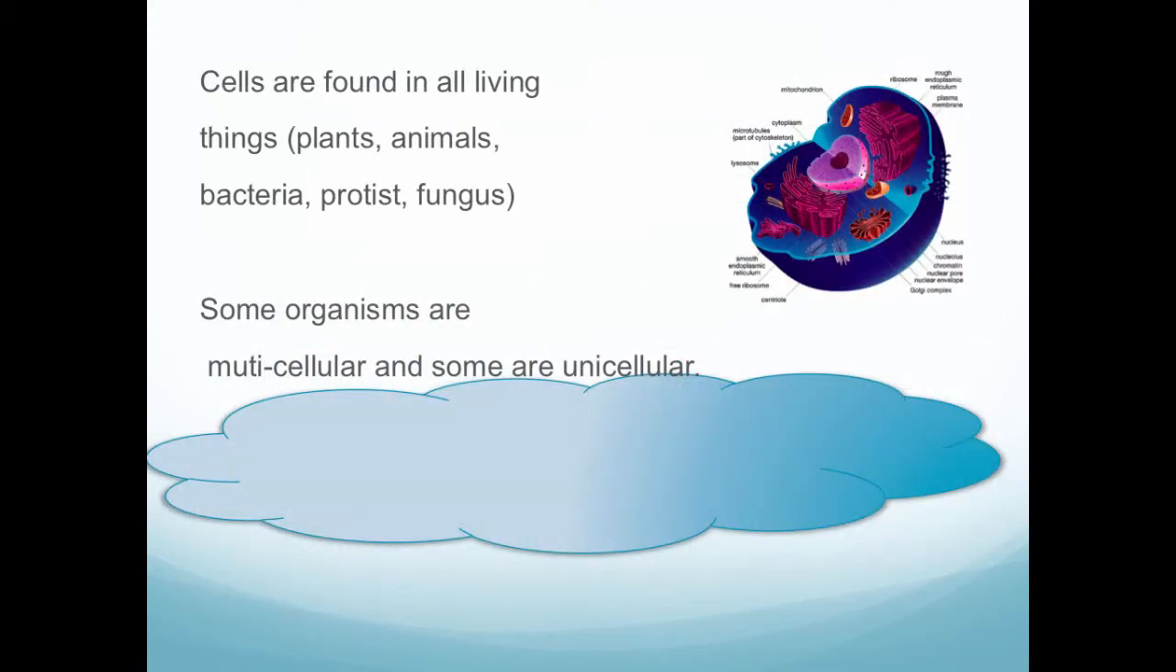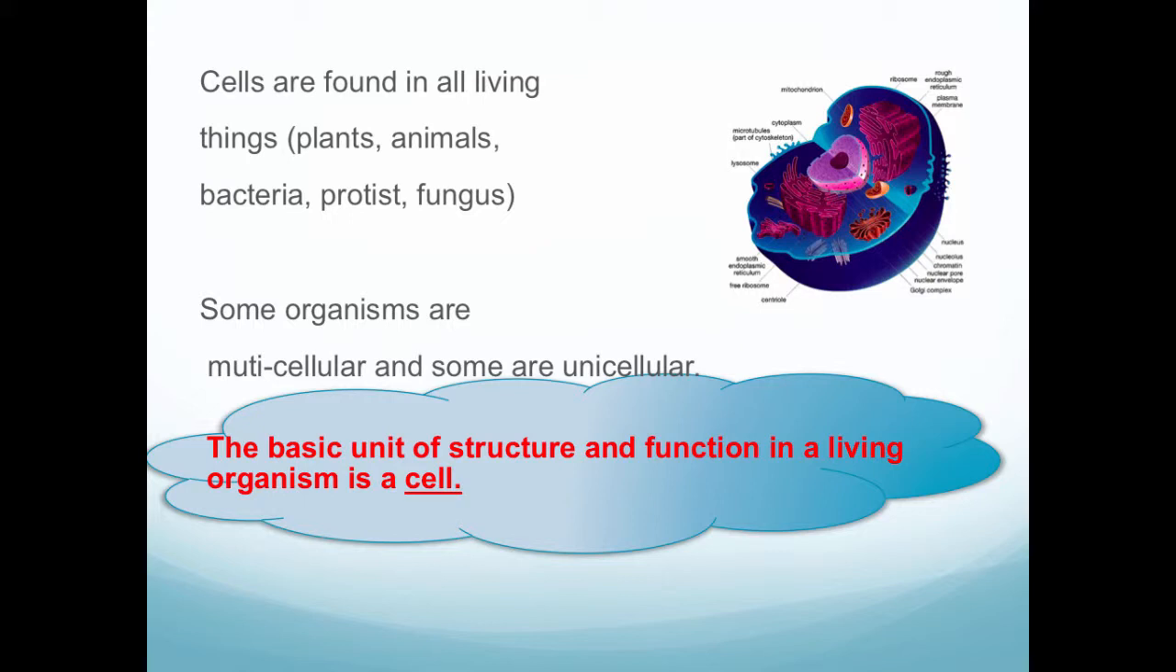So let's review over cells. We know that cells are found in all living things, whether you are a plant, an animal, bacteria, protists, fungi, any kingdom. All living things are composed of cells. Some organisms can be multicellular, which means they're made of many cells, and some organisms can be unicellular, meaning they're only made up of one. In the levels of organization that we're going to be discussing today, we are only going to be referring to multicellular organisms, excuse me. So what is the definition of a cell?